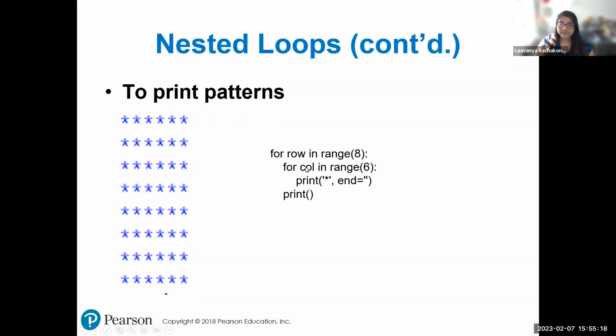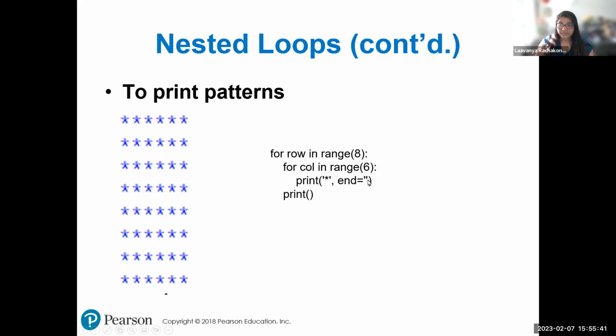So the third iteration of the inner loop will be column is equal to 2. You are printing this. So now you'll see next, column is equal to 3, print asterisk, print. Column is equal to 4, print the star, next 4. Column is equal to 5, print star, print.